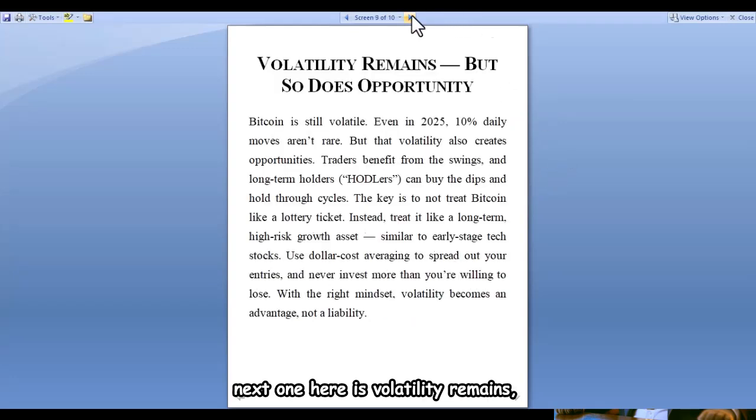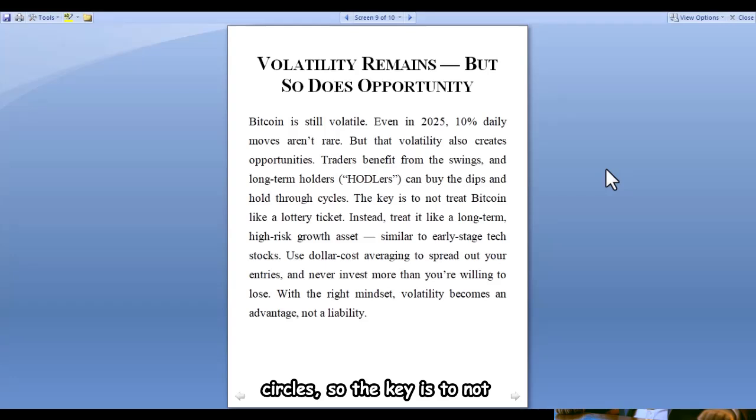So the next one here is volatility remains, but so does opportunity. Bitcoin is still volatile. Even in 2025, 10% daily movements aren't rare, but that volatility also creates opportunities. Traders benefit from the swings, and long-term holders can buy the dip and hold through cycles.